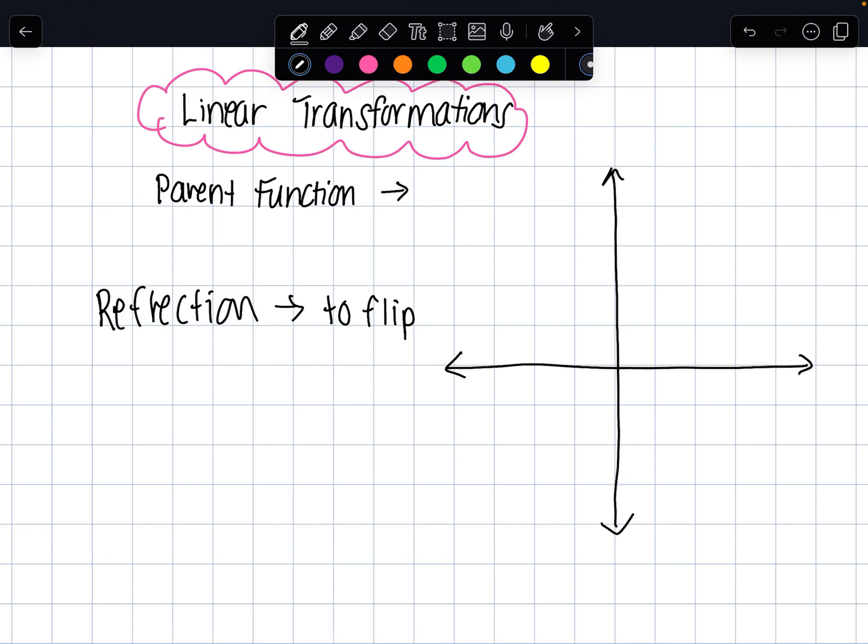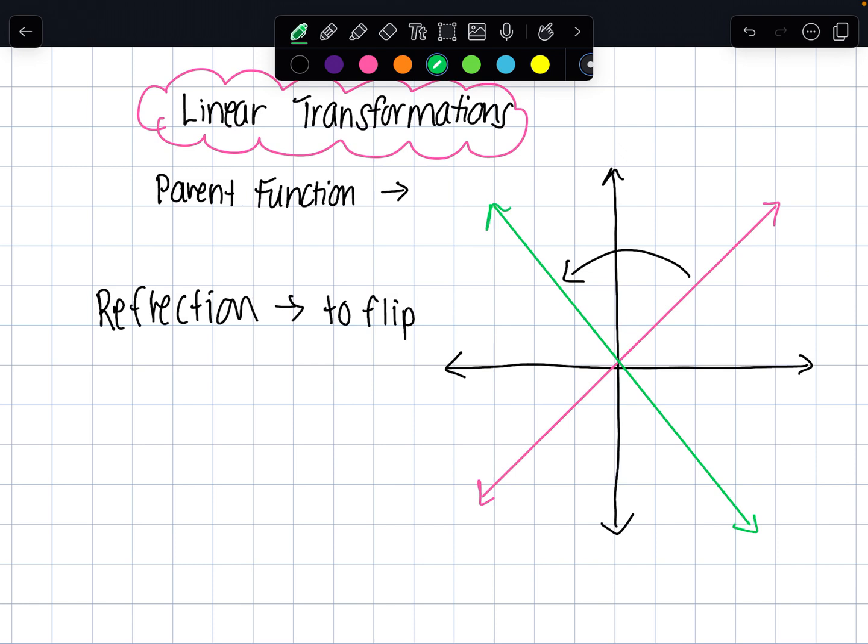So here's our coordinate plane. Okay, so if it looks like this, that's our parent function, or close enough to it. If we were going to flip it, what that means, to reflect it, is we're going to flip it over our y-axis. So now, instead of going up when I look from left to right, now the line is going, close enough, down.